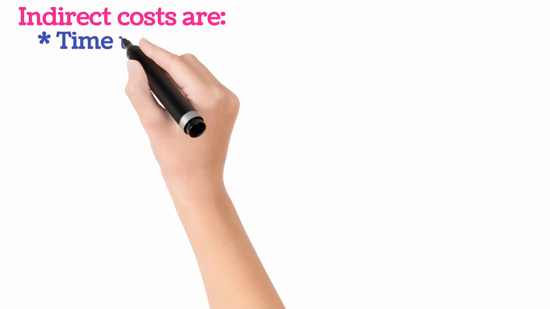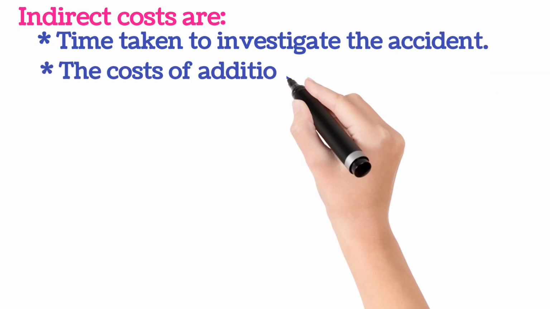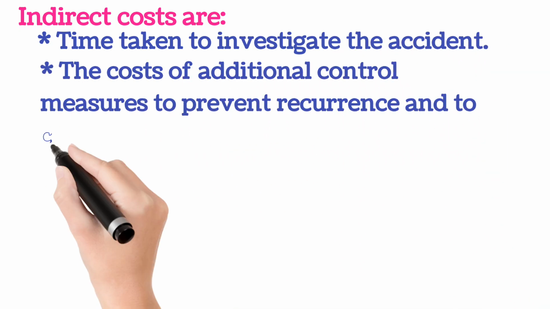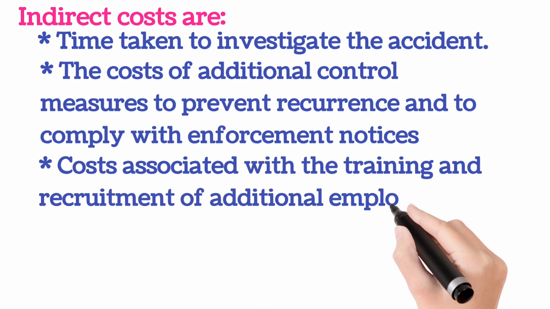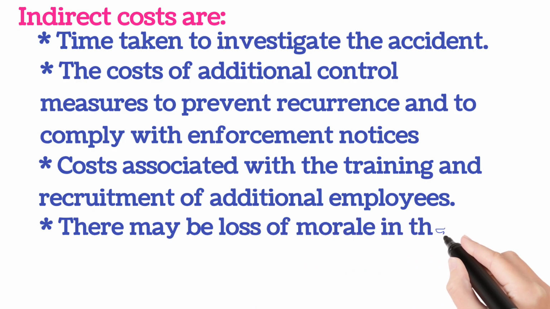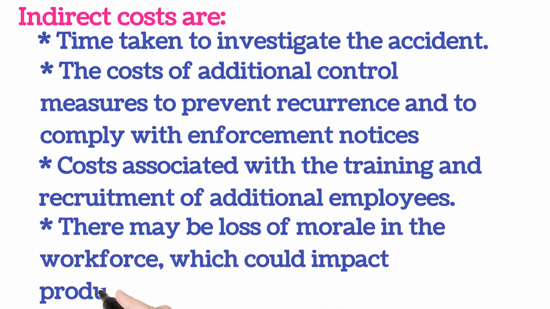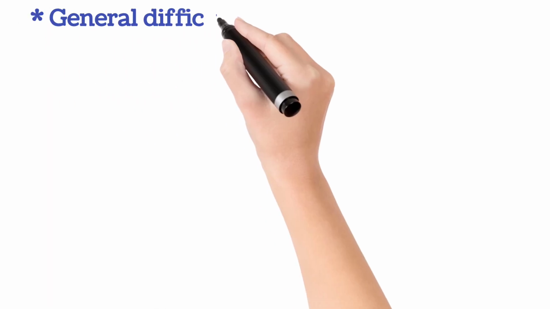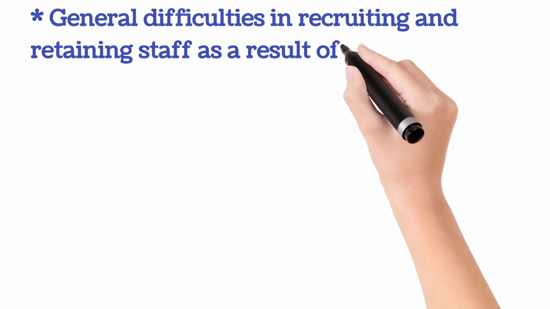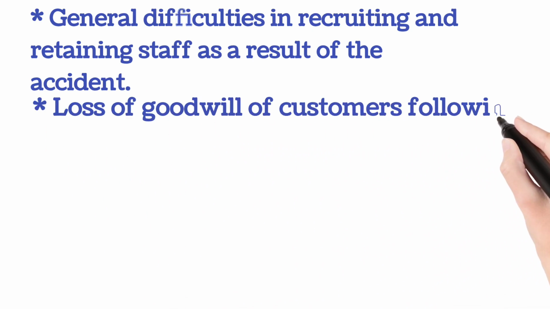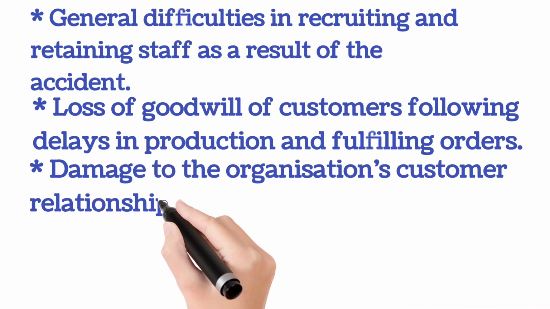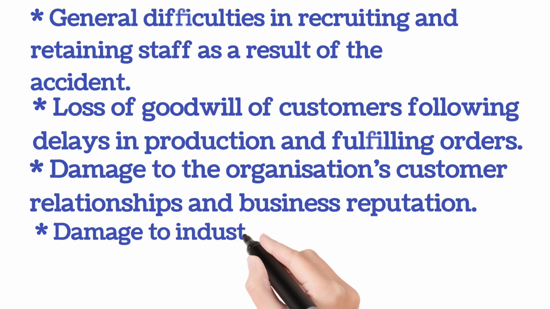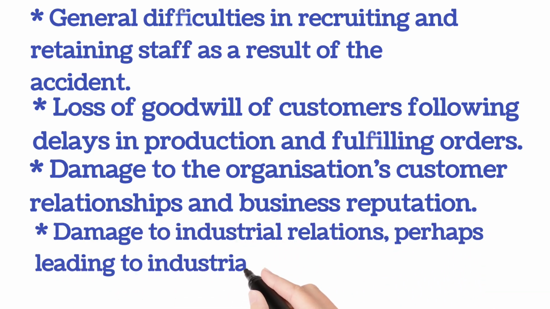Indirect costs are the time taken to investigate the accident, the costs of additional control measures to prevent recurrence and to comply with enforcement notices, and costs associated with the training and recruitment of additional employees. There may be loss of morale in the workforce, which could impact productivity. There are general difficulties in recruiting and retaining staff as a result of the accident. There is loss of goodwill of customers following delays in production and fulfilling orders, damage to the organization's customer relationships and business reputation, and damage to industrial relations, perhaps leading to industrial action, for example strikes.